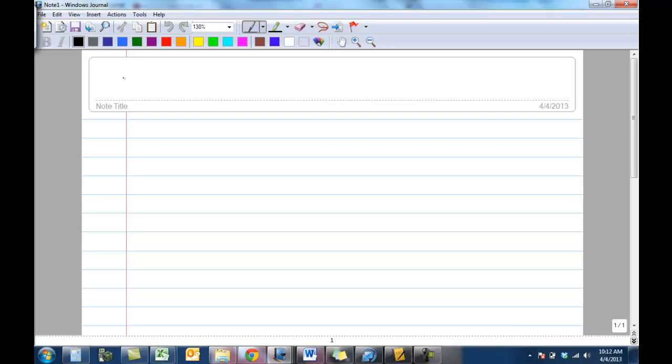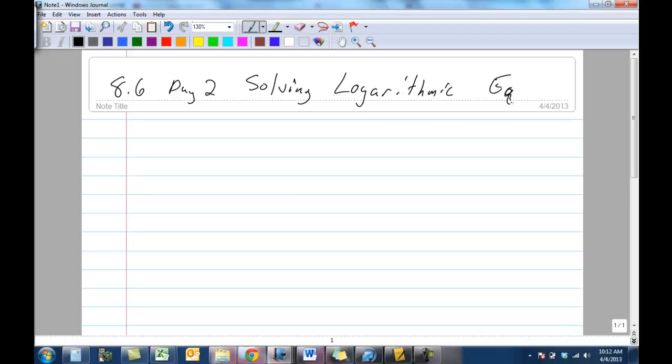All right, 8.6 day 2. Solving log equations, or logarithmic. And we're going to start off with something we learned the first day that we talked about logs.